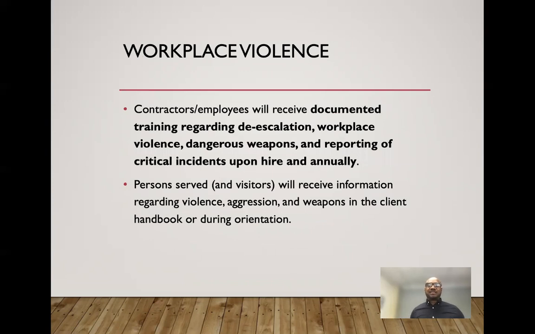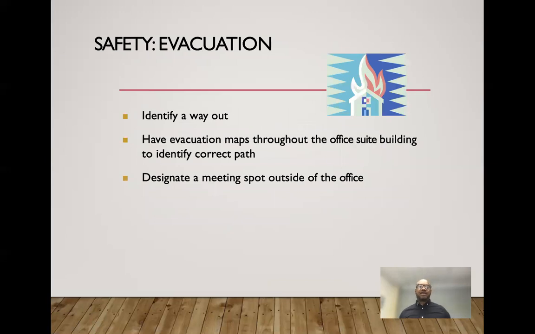Workplace violence. Staff members will receive documented training regarding de-escalation, workplace violence, dangerous weapons, and reporting of critical incidents upon hire and annually. All of our clients and visitors will receive information regarding violence, aggression, and weapons in the client handbook during orientation. Safety evacuation: identify a way out, have evacuation maps throughout the office, suite, and building to identify the correct path. Designate a meeting spot outside of your office.